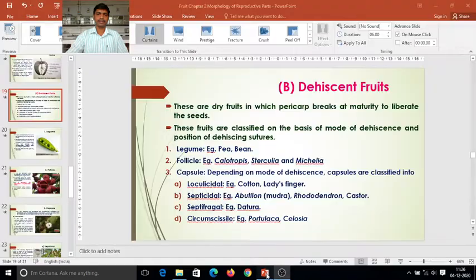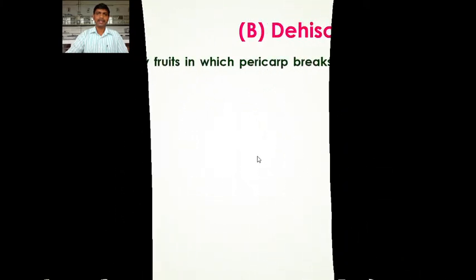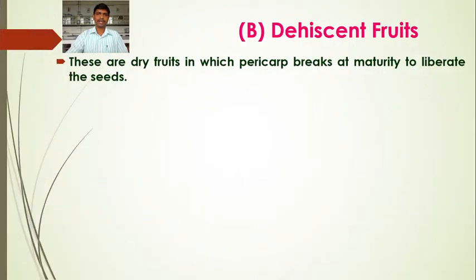Welcome back, dear students. In the previous lectures, we finished the indehiscent fruits, both dry and fleshy fruits. Now, in this lecture, we are going to study the dehiscent fruits. These are the dry fruits in which the pericarp breaks at maturity to liberate the seeds.